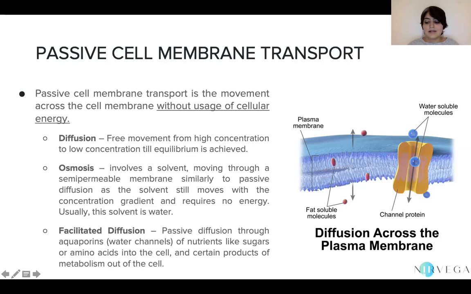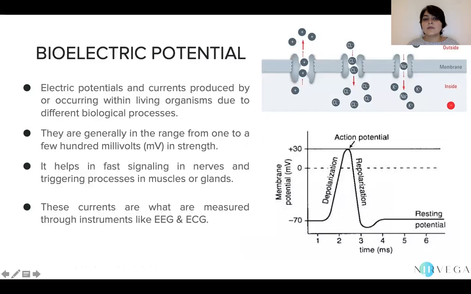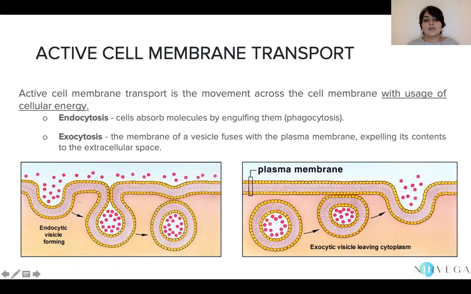they exit the cell. And active cell membrane transport is basically movement of materials in and out of the cell by usage of cellular energy. So here there are two types, endocytosis and exocytosis.